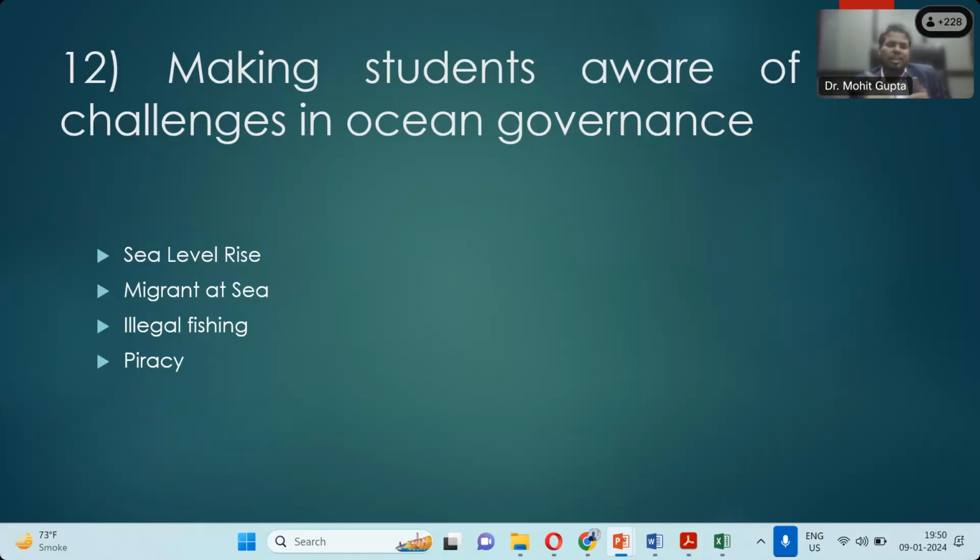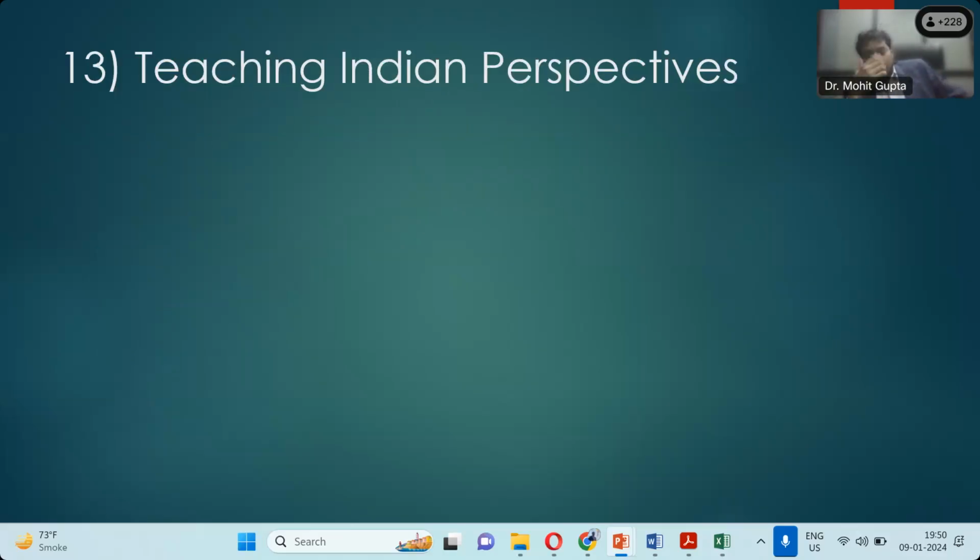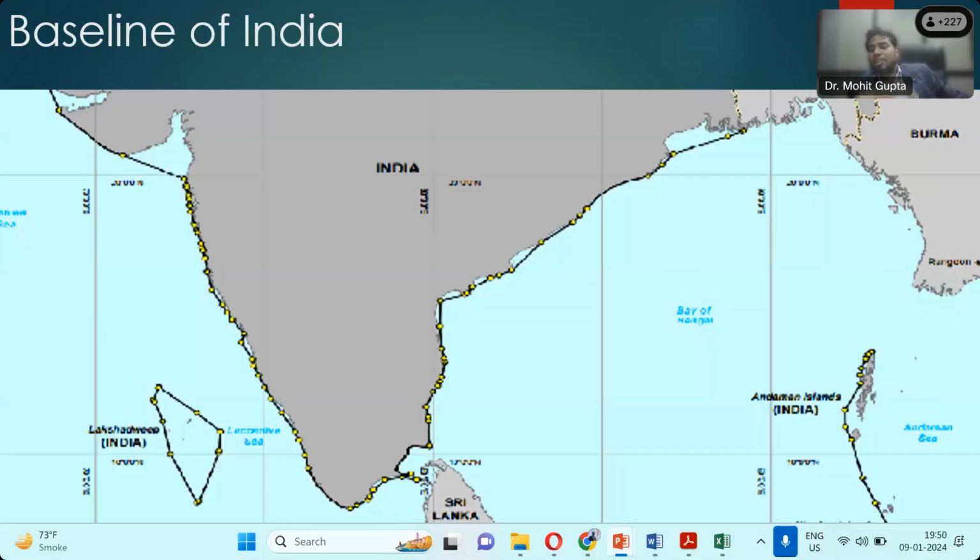These are the areas I think should be conveyed to the students. And further, towards the end, I also wanted to talk about the Indian perspective. When we talk about the law of the sea, we should also make our students aware about our part of the world. What is the implementation of the Law of the Sea Convention in India? What are the legislations which are relevant to its implementation in India? Whether the Constitution of India talks about the law of the sea.